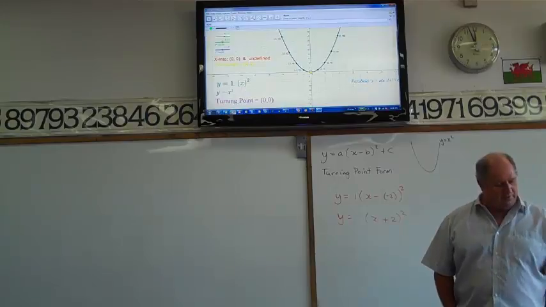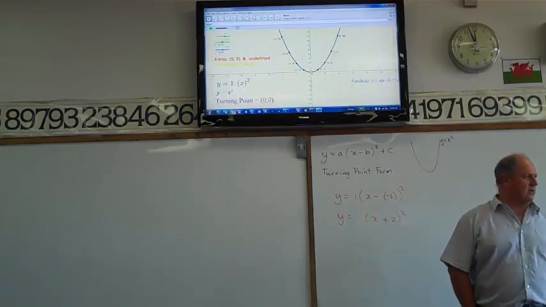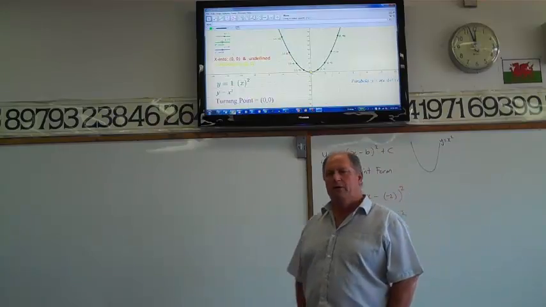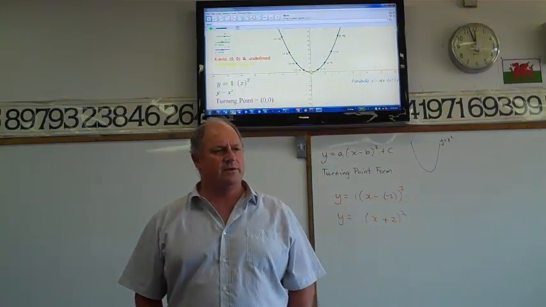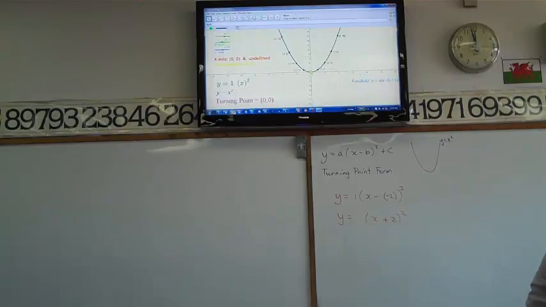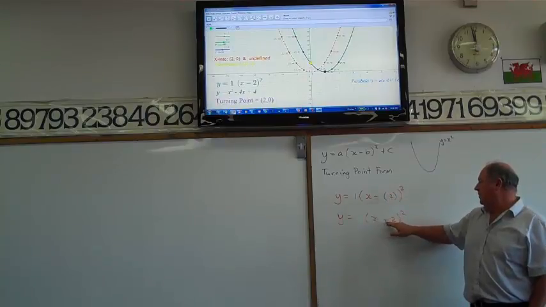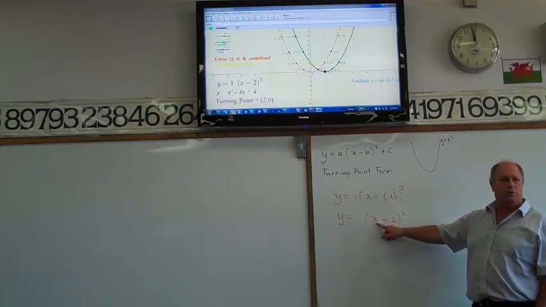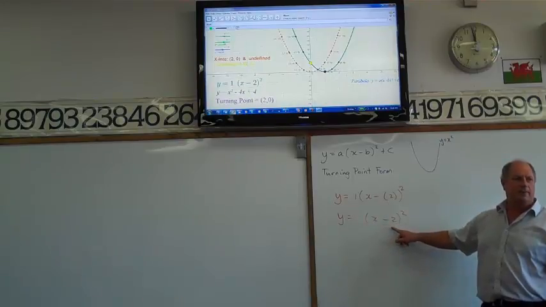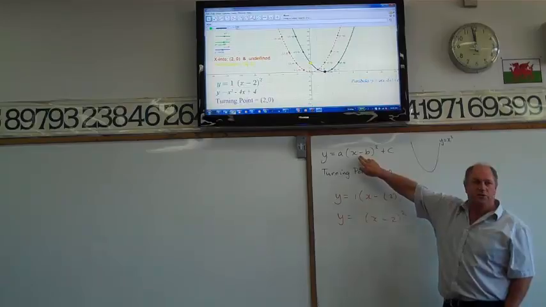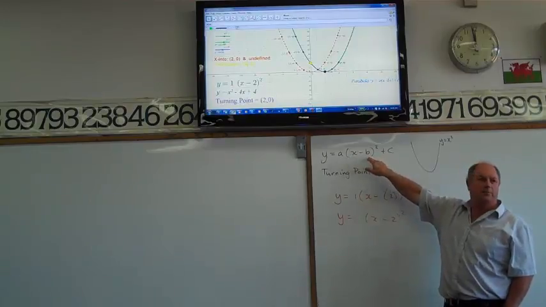We're up to F. Now plot the graphs of y equals x squared. I'll give you a moment to do the standard parabola. You should be getting pretty good at doing this one off the top of your heads now. The first one we're going to do is y equals x take 2 all squared. So now the b value is actually +2. That's why it moves it to the right. Does that make sense to you? The b value is just +2, so it looks like in the brackets x take 2, because the turning point form is always x take the b value.